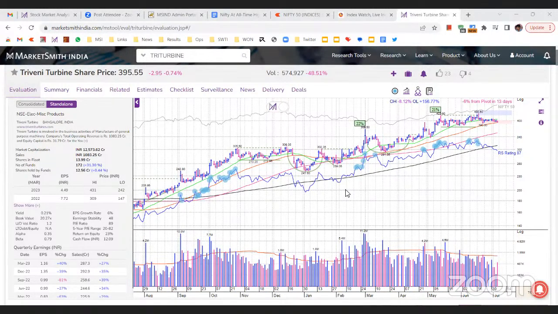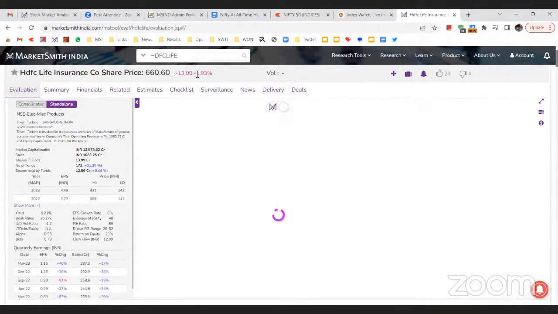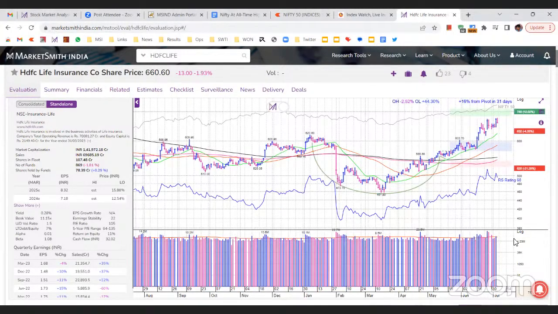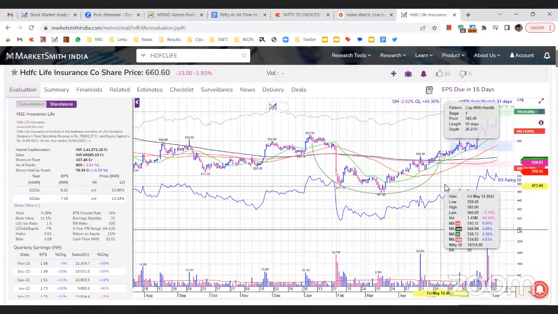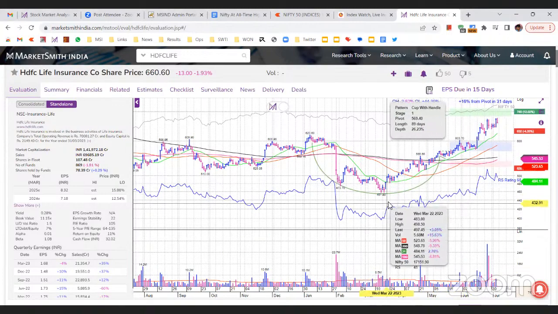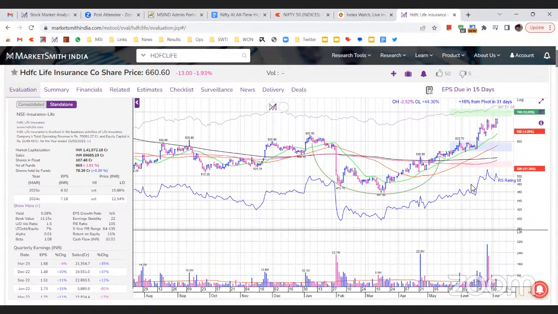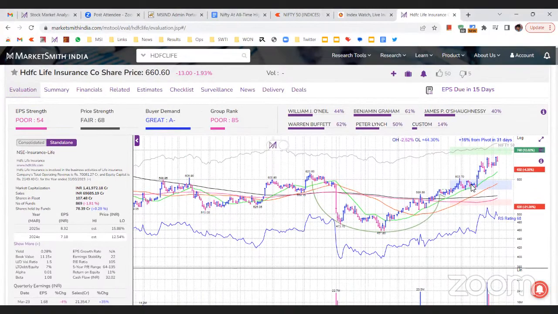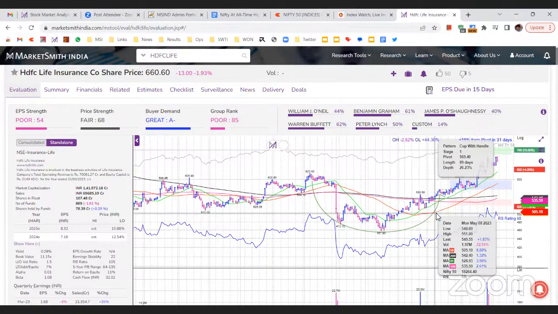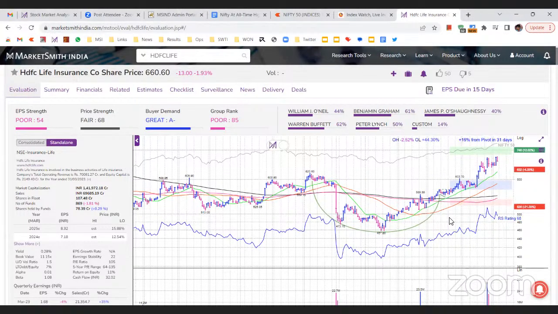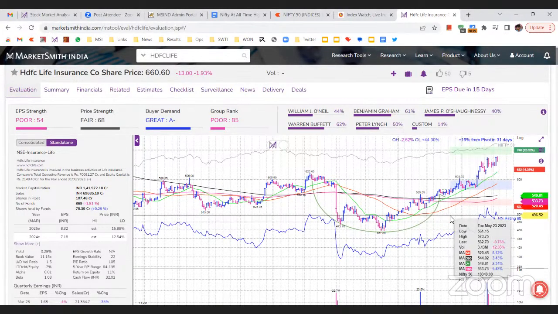I'll take one more, HDFC Life. So there is a huge run in this stock. I think recently even the promoters are buying the stake, HDFC buying the stake over here, right? And if you can see, it broke out last month, and from there the momentum was very good after the breakout in the second half of May, right?